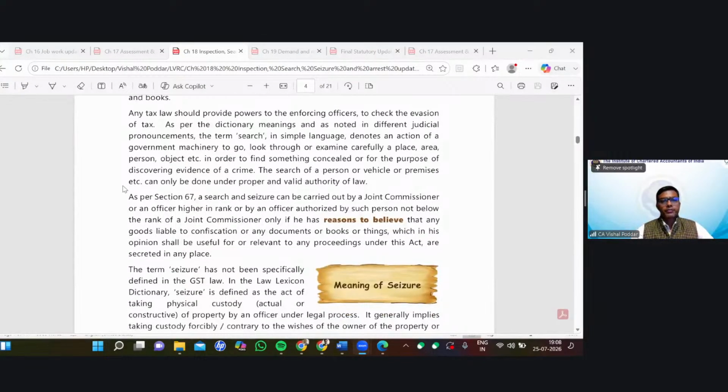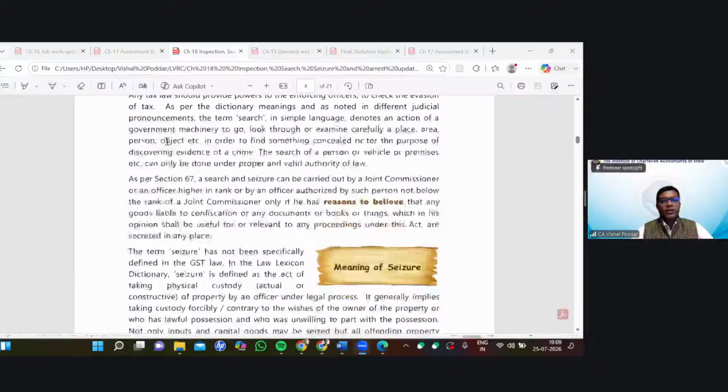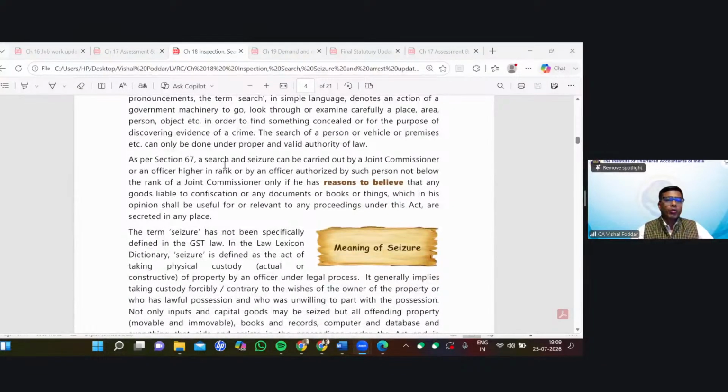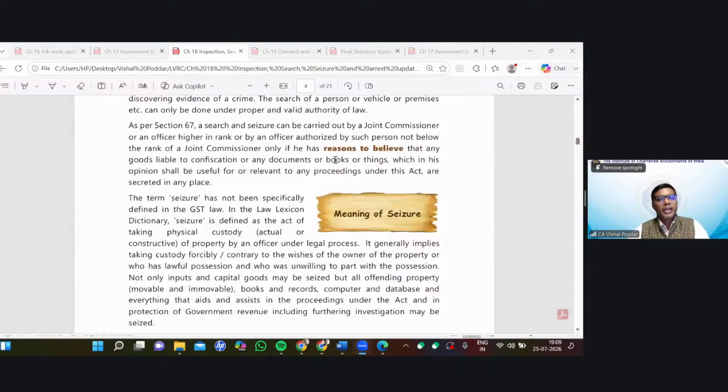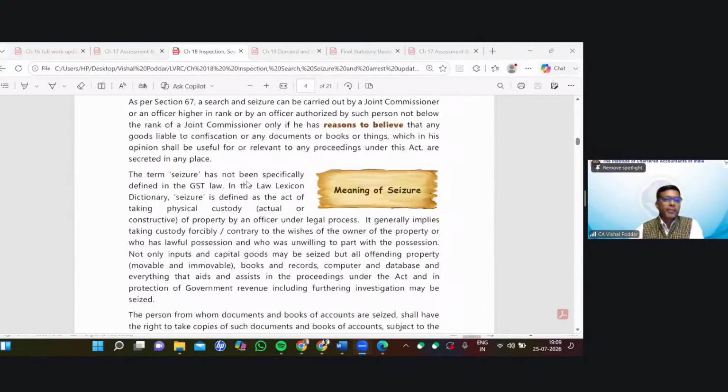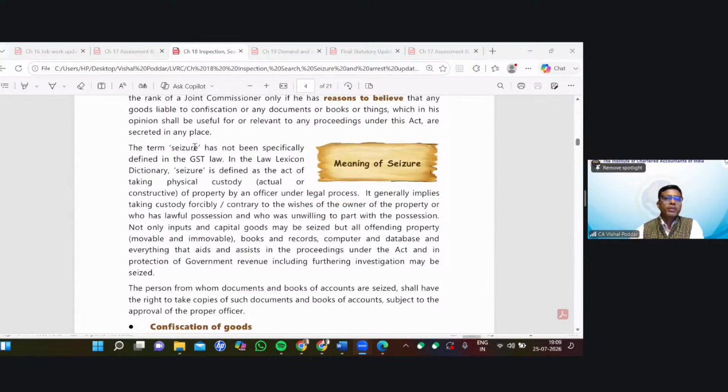Now, in either case, the officer who is allowing this search can allow it only when there is a proper basis to do that. Wherever a search and seizure has to be allowed, again, it can be allowed only by the Joint Commissioner or an officer of a higher rank, or an officer authorized by such person who is not below JC. Again, if they have reasons to believe that goods liable for confiscation or documents or books are secreted in any place. Now, what is the meaning of the term seizure?